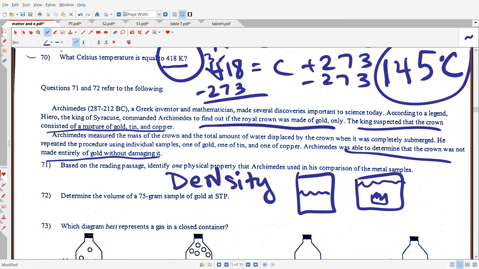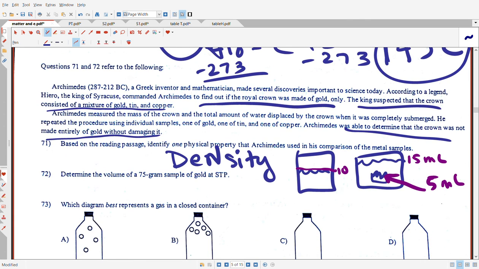So if this was 10 mLs and now it went up to 15 mLs, then you know that the volume would be 5 mLs, because that's how much it displaced from the original 10. That's how much it moved up, and that's how much space it took up. Anyway, I don't know when you're going to do density. This might not be in this section, but since it's on here, we're going to cover it.